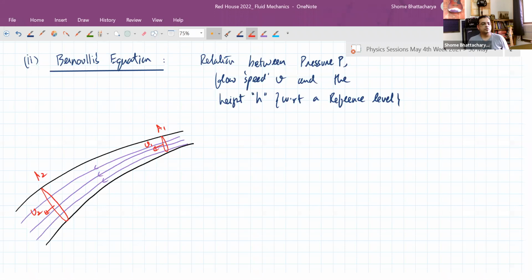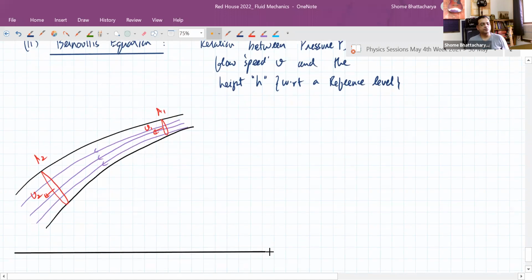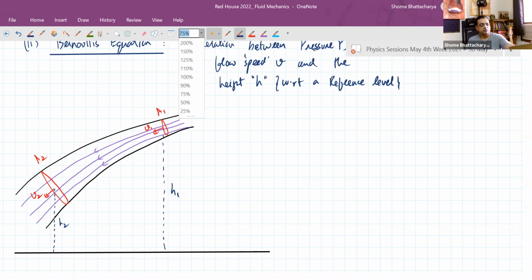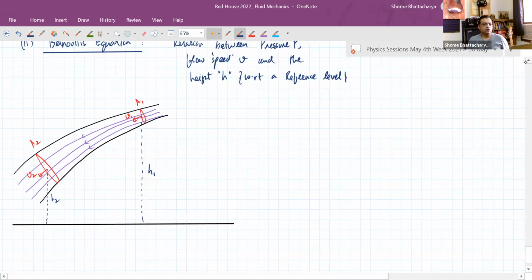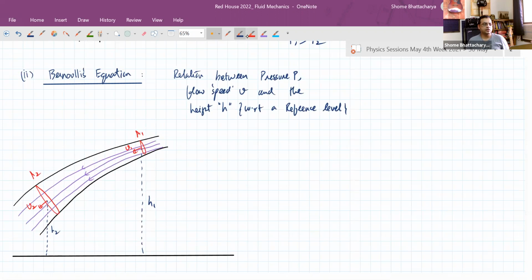And that we have some reference horizontal level like this. With respect to that reference horizontal level, let's say the average height of fluid elements here is H2, and the average height of fluid elements here is H1. Now, next, what we'll do is we'll understand that a volume of liquid that is bounded by these two. So let's say this point is H, and this point is M.